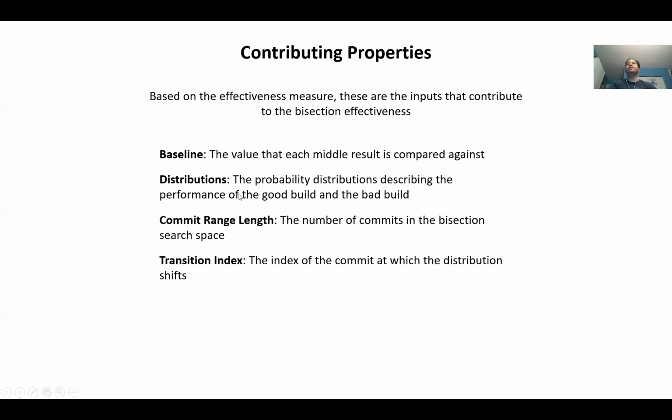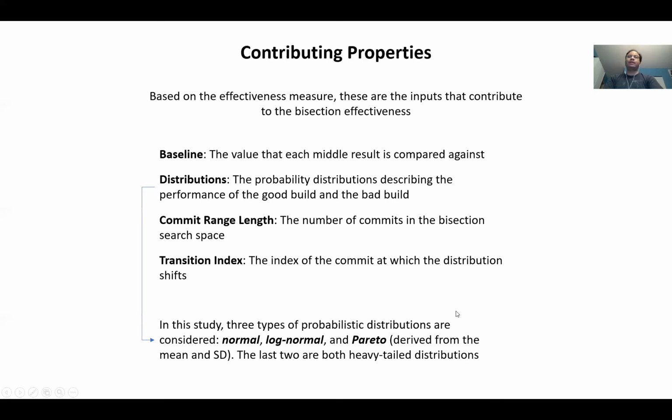Another one is the distributions. These are the probability distributions that describe the performance of both the good build and the bad build. In this case, we're talking about this more generally, so it could be any distribution. Then there's the length of the commit range: if you have the good build and the bad build, how many commits are there in between, including those two builds? The last one is the transition index, the index of the commit at which the distribution shifts.